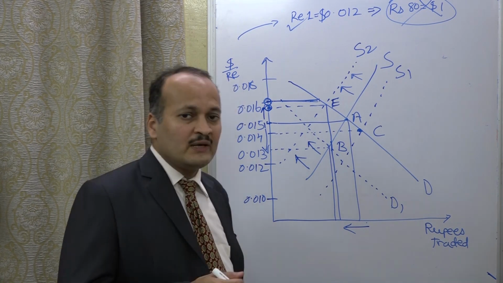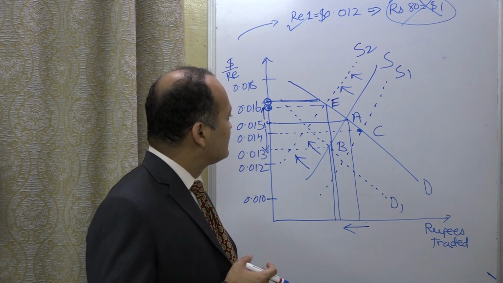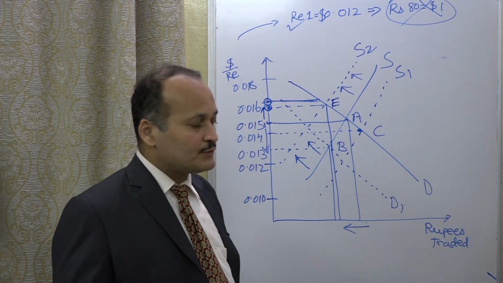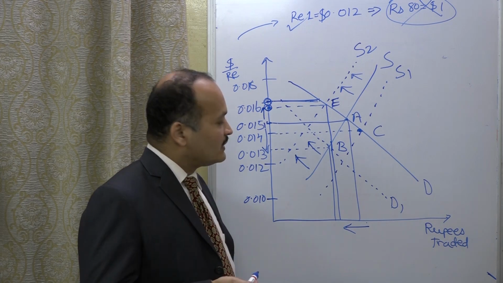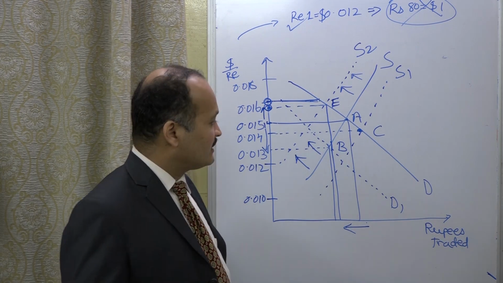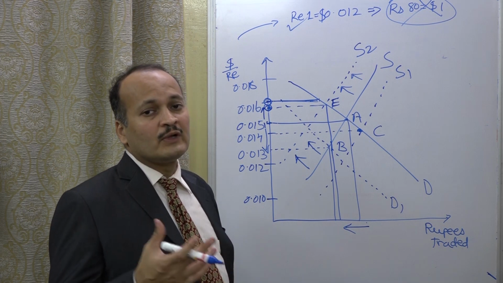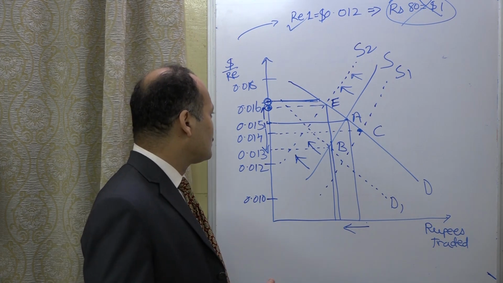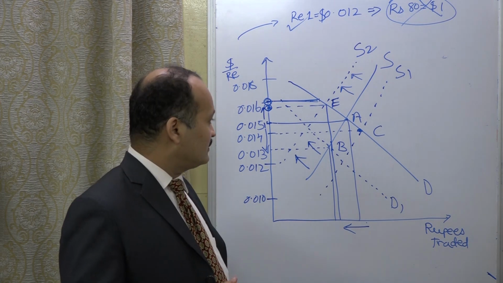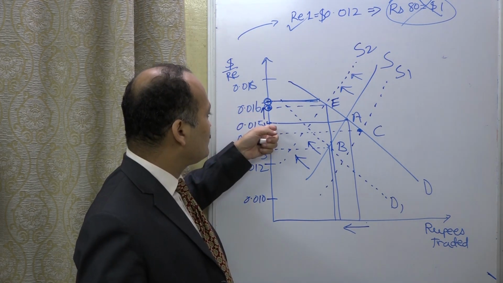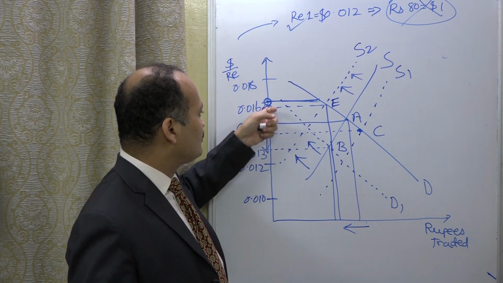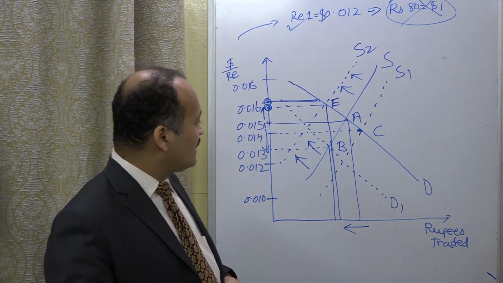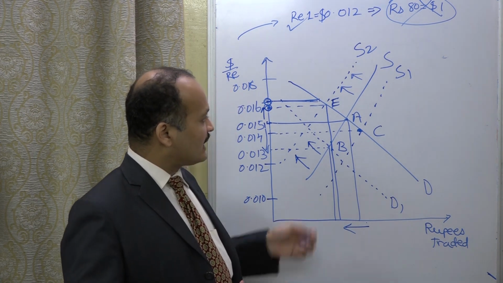So often a statement is made that while the stated objective of a tight monetary policy is to control inflation, the unstated objective is to control the fall in the value of rupee, or in other words, to support the rupee at a higher level. That means you don't want it to be at 0.015, you want to take it back to 0.016.